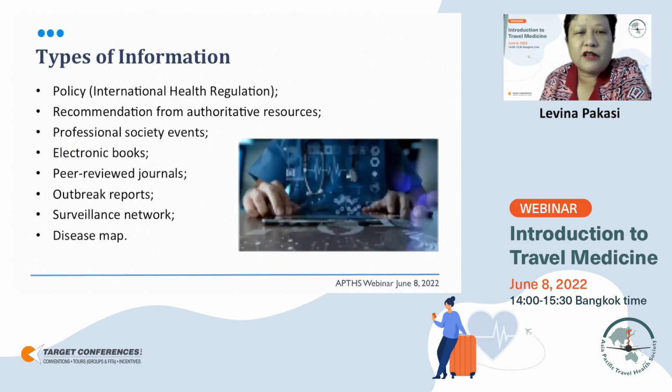The types of information you will find on the internet are: first, policy, such as international health regulations, and then recommendations from authoritative resources, professional society events, electronic books, peer-reviewed journals, outbreak reports, surveillance networks, and also disease maps.